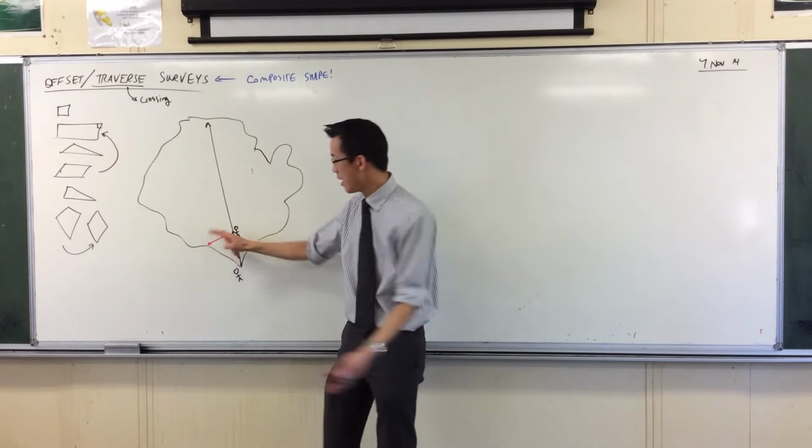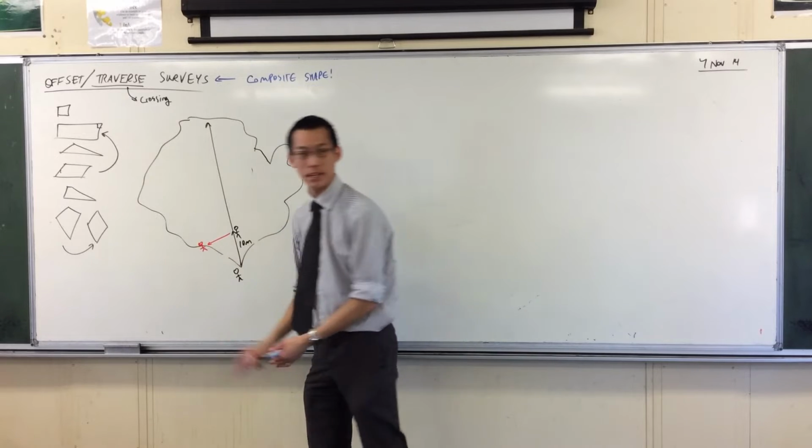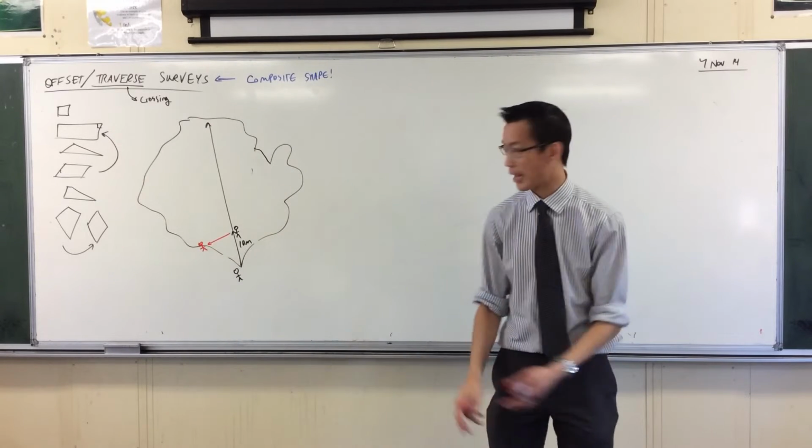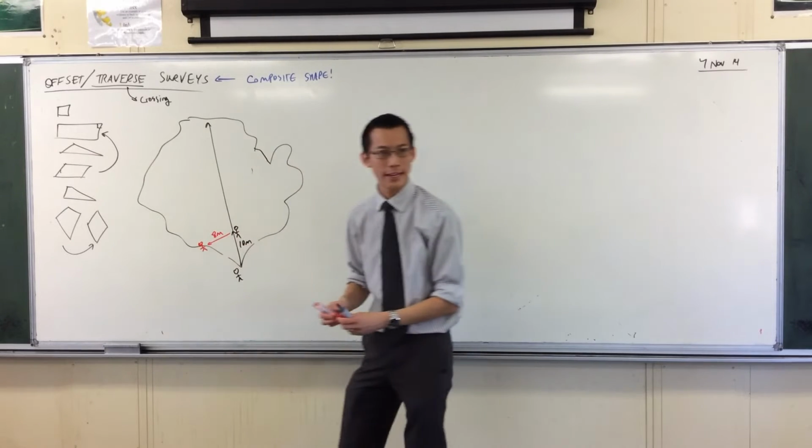Maybe that's a tree or something like that. It's part of the border here, okay? So your friend has walked all the way over here. They'll have a trundle wheel as well, okay? And they'll measure that distance. Suppose it's 8 meters, okay?